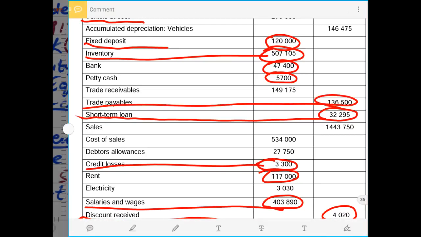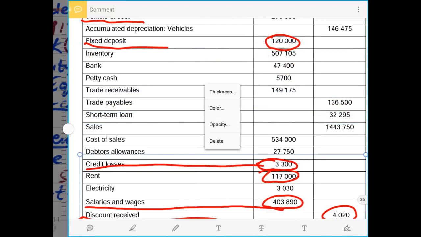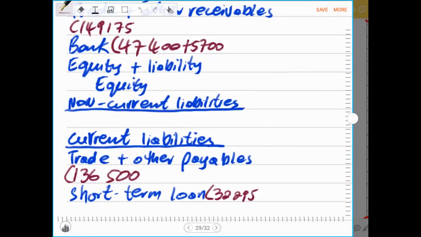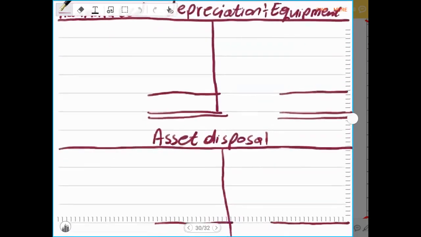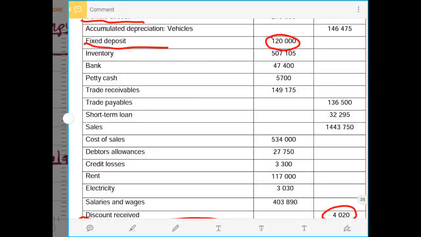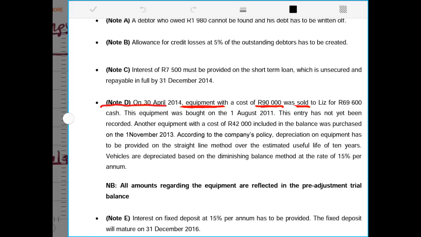So now I just recorded the amounts as they appear in the trial balance. After that, you also have to have the template for the ledger accounts. These are the ledger accounts for the asset that was disposed. It's very important to be able to do these three ledger accounts for the asset that was disposed. And remember, we have already seen that the asset that was disposed was under note number D, the equipment costing 90,000, sold for 69,600.